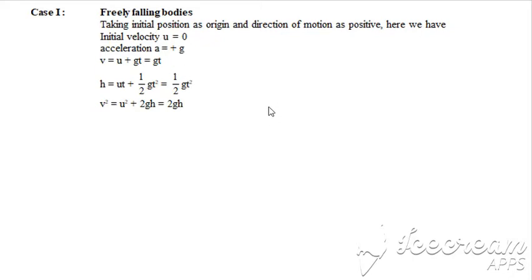In case one, where freely falling bodies are to be considered, the initial velocity we will find to be 0. So an object is being released from a particular height and the ground is somewhere downside. So this will be the initial direction of motion, and a is also downside, so we will take the downside direction as positive. So direction of motion is being considered as positive. So acceleration a will become plus g because the direction downside is taken as positive.